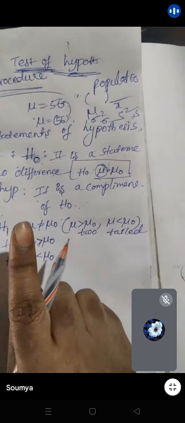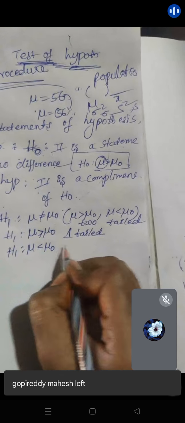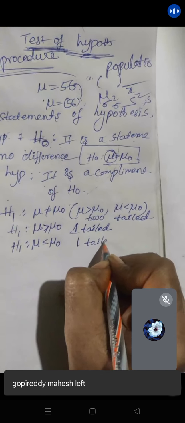Here we have only one possibility. That's why we call it one-tailed. And here we call the same also one-tailed.